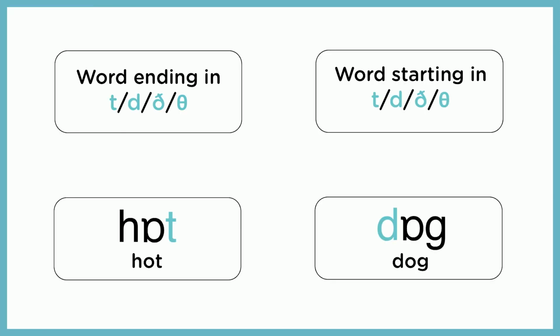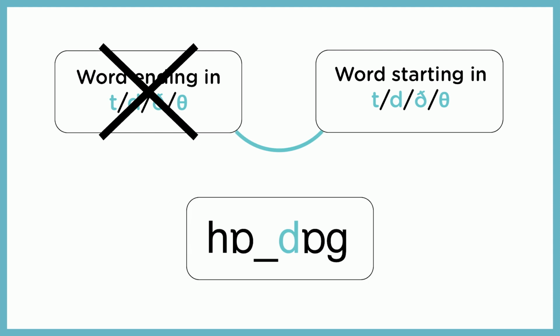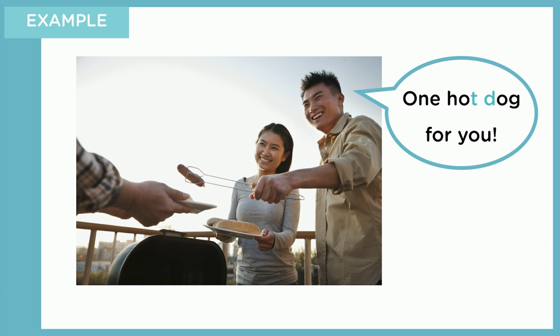Now here's the next combining rule. When you have a word ending in either t, d, the, or th, and the next word starts with any one of those same four sounds, for example, "hot dog," what we do is delete the first sound, the sound at the end of the first word, and then we join them. Perfect. Hot dog. Hot dogs, yeah. So for example, you might be at a barbecue: one hot dog for you. Okay, but not "a hot dog," because that would be weird. And not "a hot og" either.